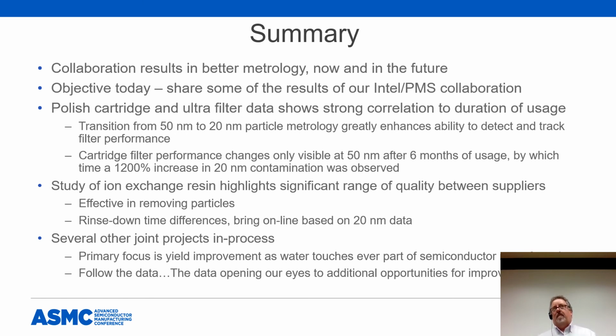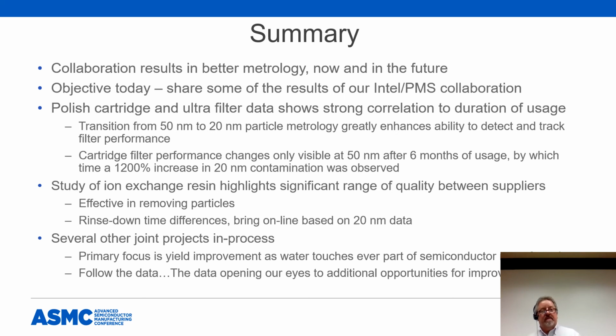In fact, the cartridge filter performance change is really only visible after about 6 months of usage. And by that time, the contamination at 20 nanometers had increased by 1,200% in those 6 months. So the small particles start breaking through the filters a lot sooner than the large particles do. And the only way you're going to know that is if you're monitoring that.